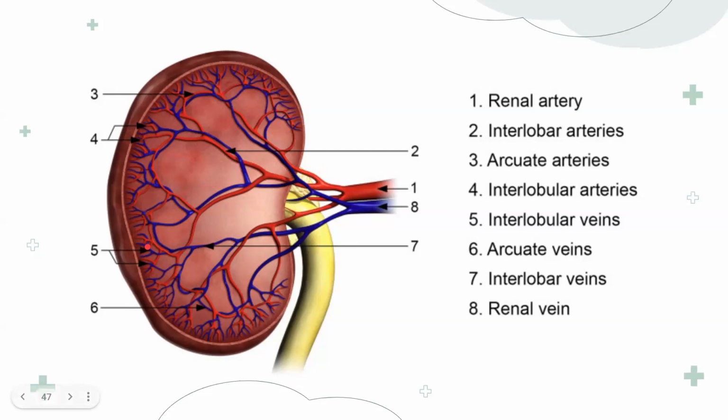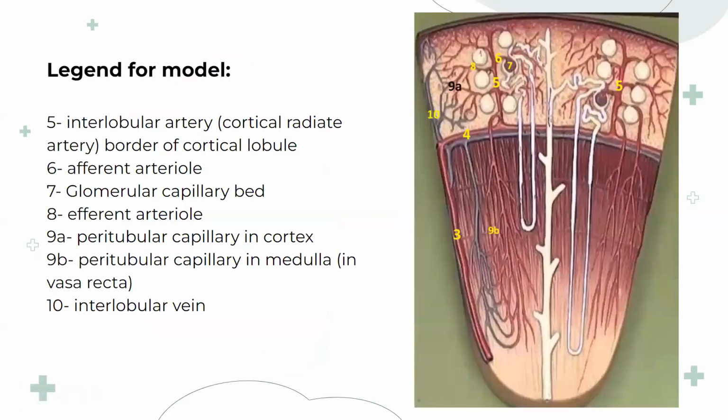But before it turns into the vein, let's talk about what the interlobular arteries will form. Right here. Okay, so let's orient you guys once again. We have the interlobar artery, we have the arcuate artery, and then this is going to give you the interlobular artery. Okay, the interlobular artery is going to form the afferent arteriole, which goes into the glomerulus to form the glomerular capillary bed, and then the capillary bed will form the efferent arteriole, which is labeled right here.